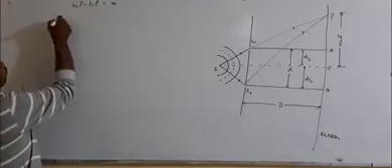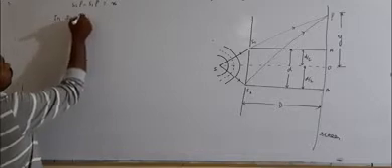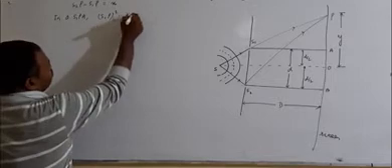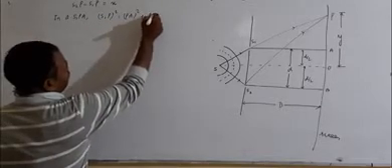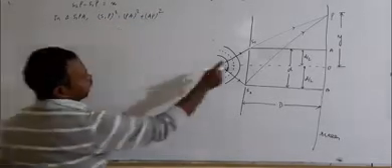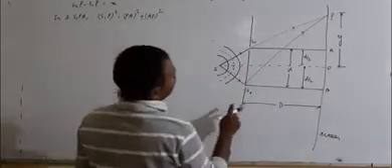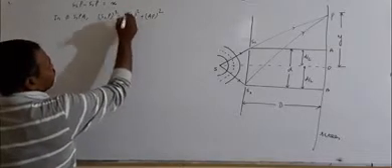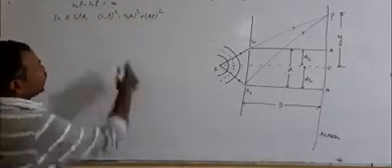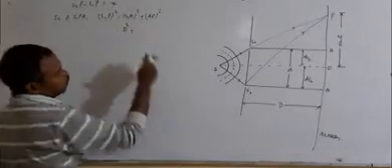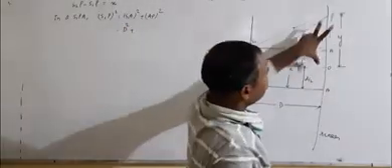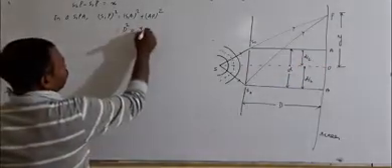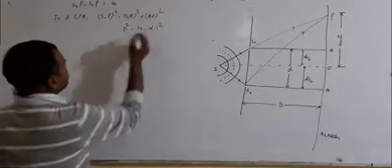Now, in triangle S1PA, S1P square is equal to S1A square plus AP square. S1A is your capital D, so D square, and AP is how much? y minus this. This means y minus d by 2. Plus y minus d by 2 whole square.